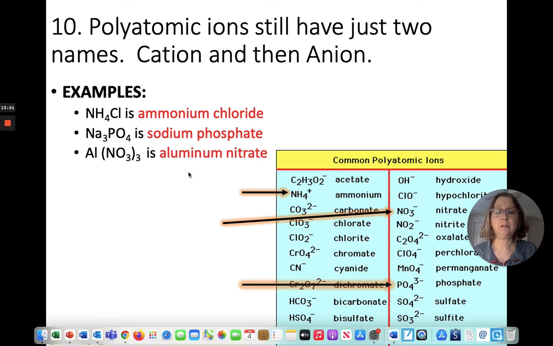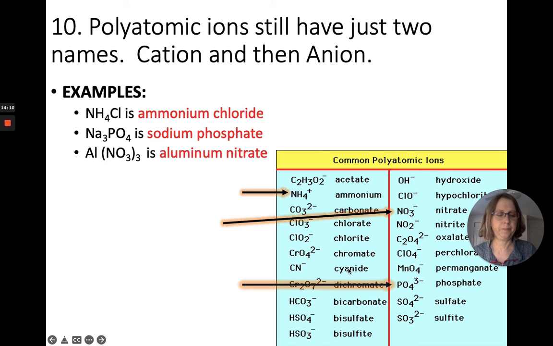Aluminum nitrate. Aluminum's a 3+. Nitrate is right here. It's a 1-. So it would be Al(NO3)3, because the nitrate's a 1- and the aluminum is a 3+. But again, the names are just the cation and the anion.